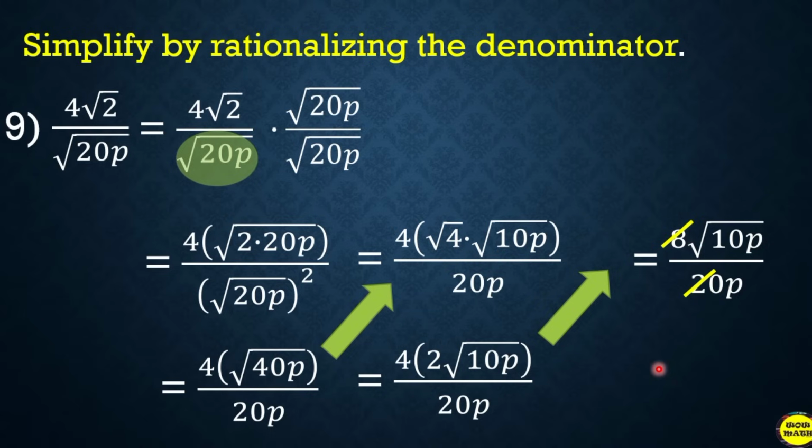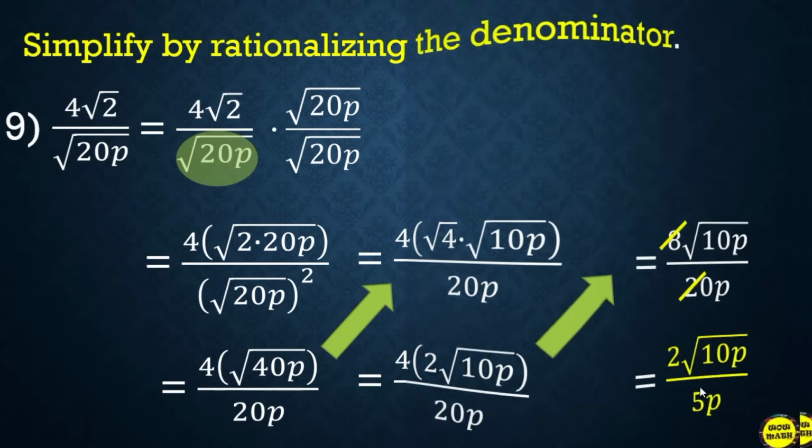Okay, so therefore, the answer is 2 square root of 10p over 5p. Okay, bakit may typo tayo? Sige. Okay, so the final answer is 2 square root of 10p over 5p.